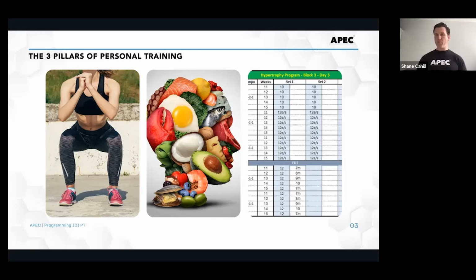So ingraining good movement patterns into the people that we work with, applying the kind of government guidelines around nutrition, understand your micros, your macros, your hydration, and then how we actually apply the programming aspect of what we do back to our clients, or exercise programming.